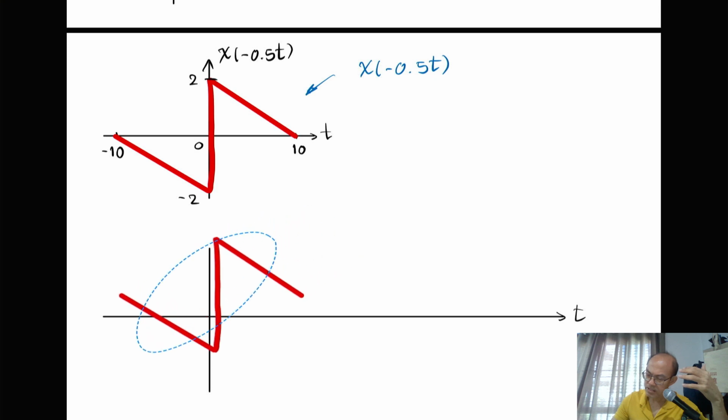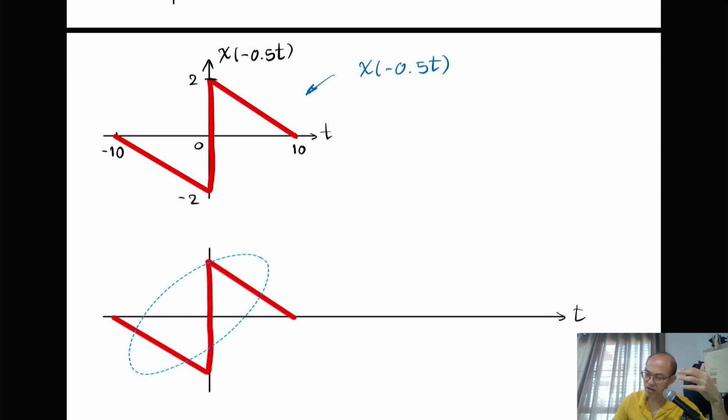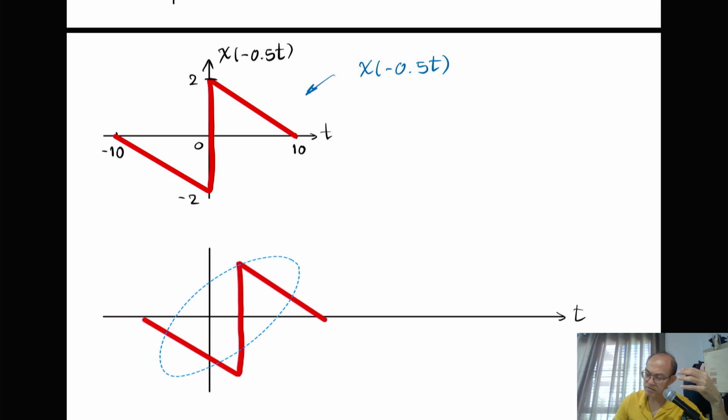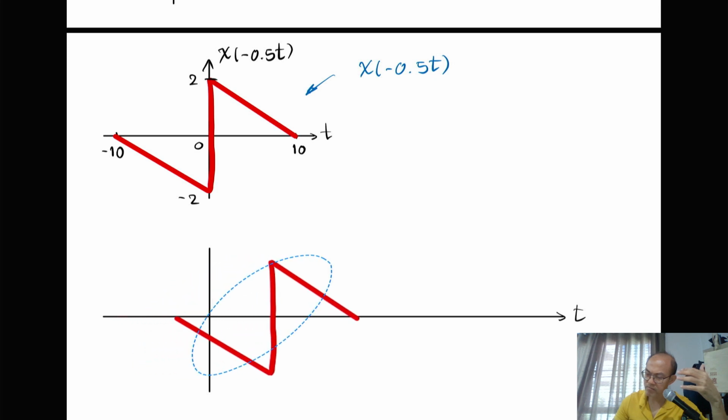here, this is x of minus 0.5 t, right? So we have to shift it by 6. It would become this. Because minus 10 would become minus 4, 10 would become 16, and 0 would become 6. So we have minus 4, 6, and 16. And this is minus 2, and this is 2.